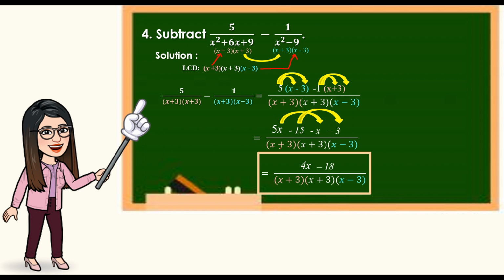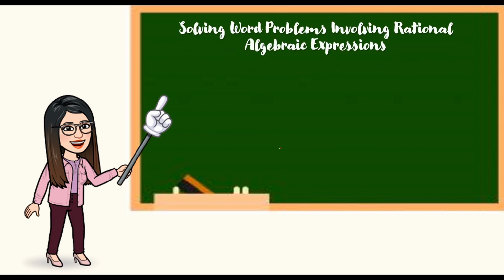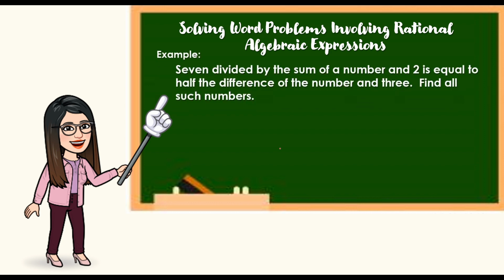Okay, so these are the operations on rational algebraic expressions. I hope you understand these examples. So we can now proceed with the second one, which is solving word problems involving rational algebraic expressions. Okay, I have here one example only. I will present this. So 7 divided by the sum of a number and 2 is equal to half the difference of the number and 3. Find all such numbers. I will present you steps in solving word problems involving rational algebraic expressions.